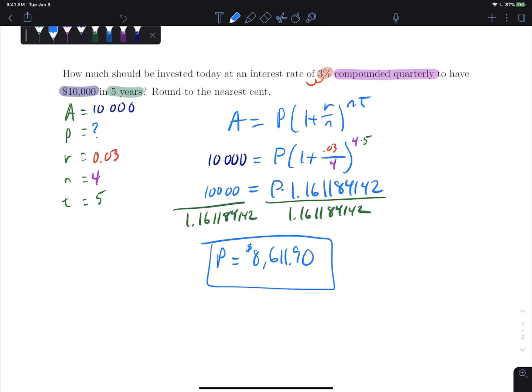Now, if you don't like saying it that way, you can also do it this way. Take all of this, and so P is 10,000 divided by all that. So you could also do it as P equals 10,000 over the 1 plus 0.03 over 4, all to the 4 times 5. And you can just type that into the calculator as well. And that will give you, again, this.